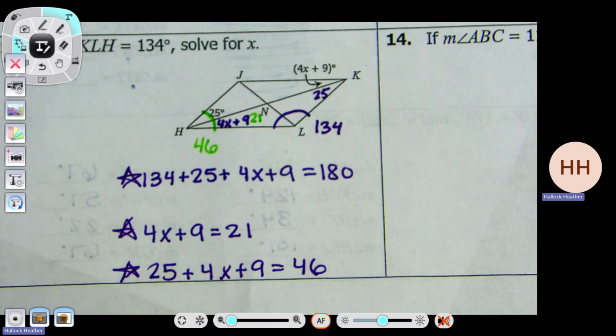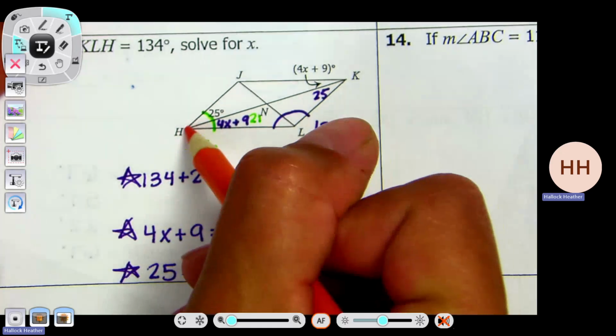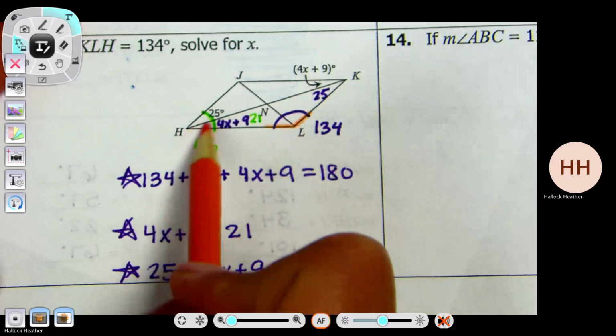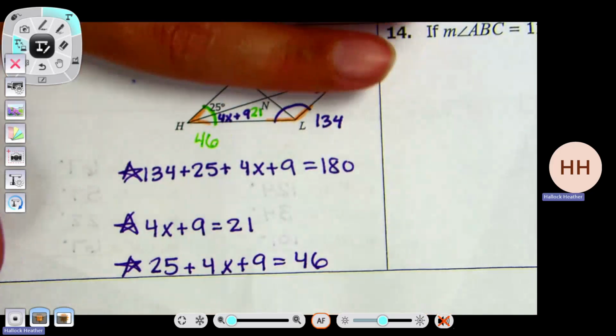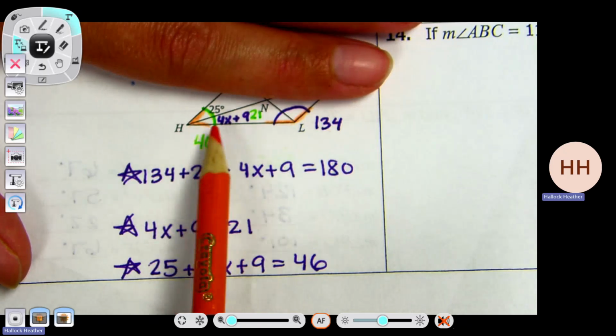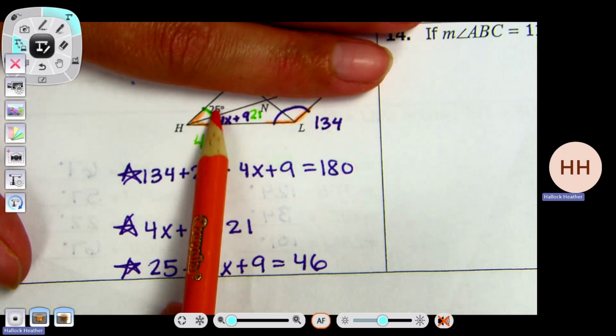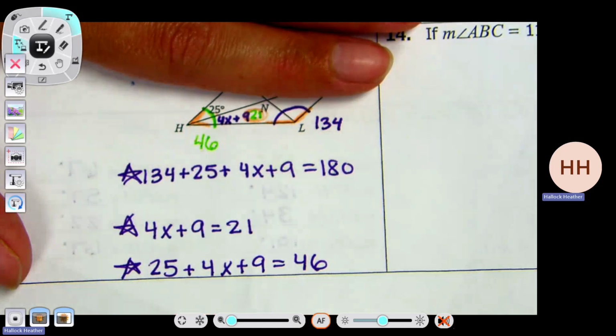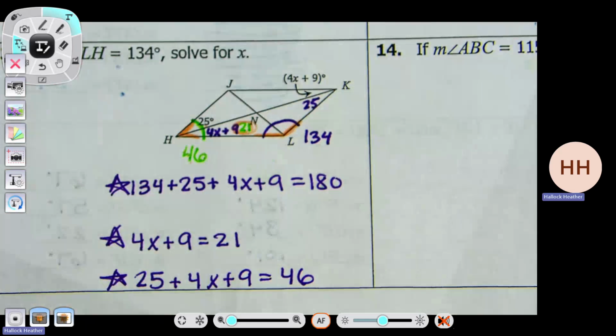So pick one. How did I get what? Do you know how I got 46? Okay, let's start there. If this is 134, this and this angle need to add to make 180. So if I have half my picture, 134 and 46 make 180. Oh, I see. If this is 46, and I know this is 25, 25 plus 21 makes 46. So it's whatever your brain is thinking, roll with it. At this point of the year everybody's going to be doing things differently, but it all makes sense.